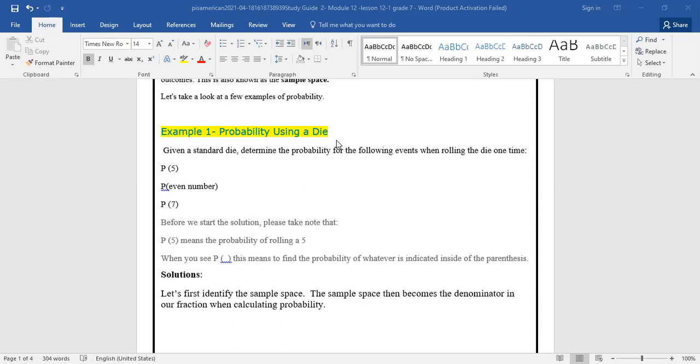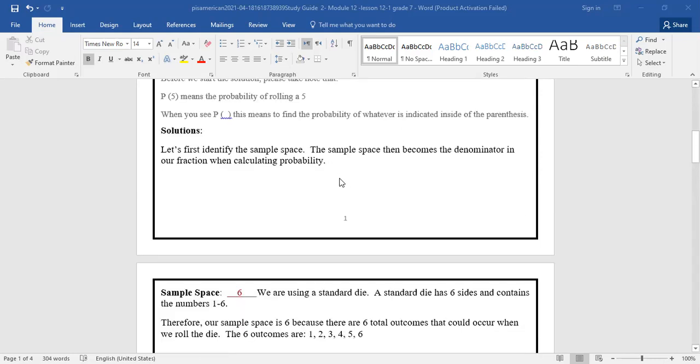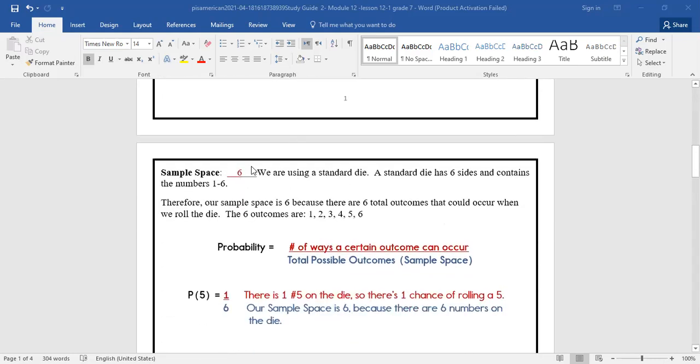So for any die, let's first identify the sample space. The sample space becomes the denominator in the fraction, and then we will calculate the probability. To solve any question, you have to know the outcomes and the number of outcomes, and you will write it as a denominator. Here, how many outcomes with the die? We said that it was 6. We are using a standard die. A standard die has 6 sides and contains numbers from 1 till 6.